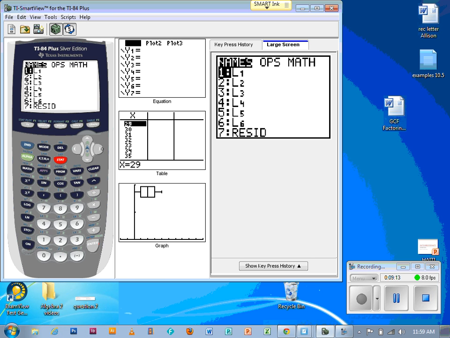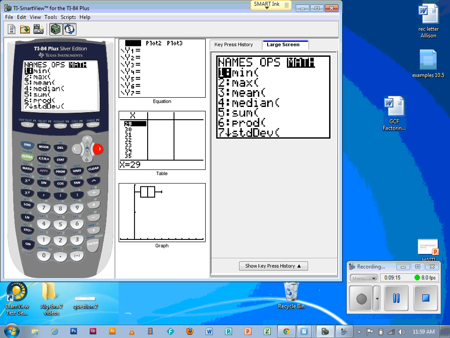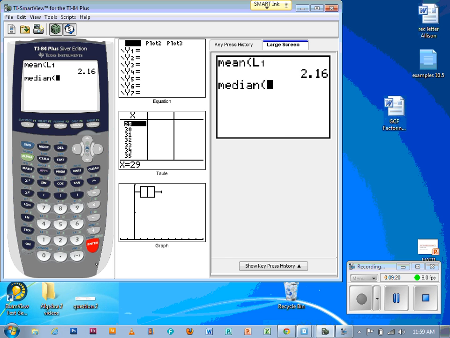It will also calculate the median, as you can see. And so you enter that, and then make sure you tell it to look at list 1, enter, and there's your median. Okay. Now, the last thing I'm going to show you, the next video is on box and whisker plots. You can have your calculator do this also.